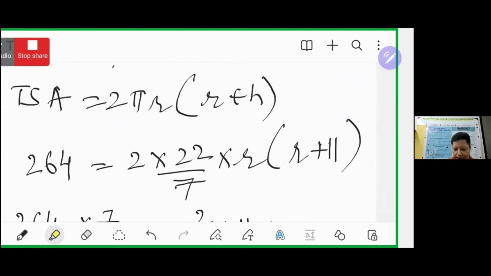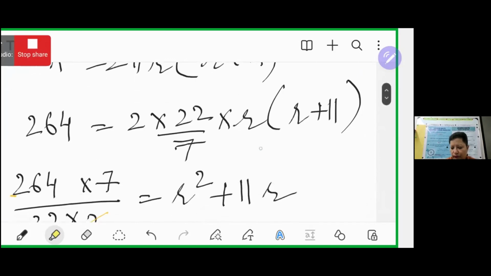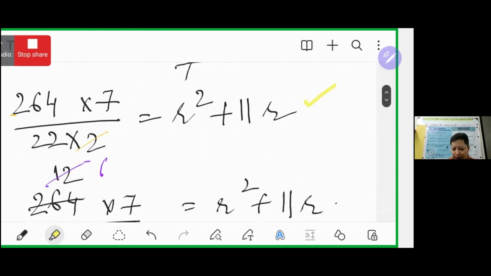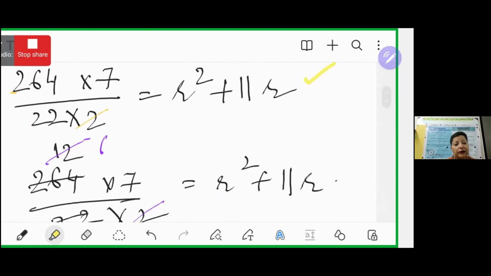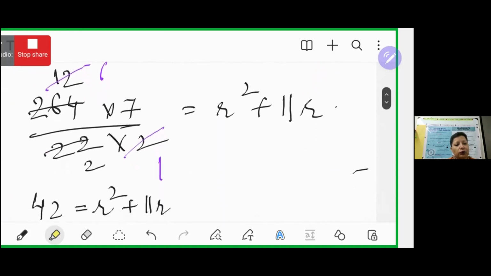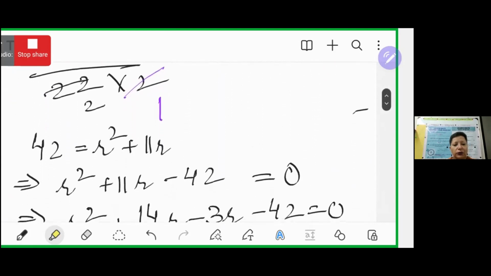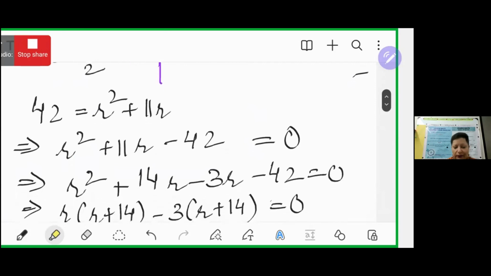So let me get this up slightly, 264, and substitute all the values. And what you get is r square plus 11r on the right. And on the left, on cancellation, you're going to get 42 is equal to r square plus 11r. Now, a little bit of factorization will come in.